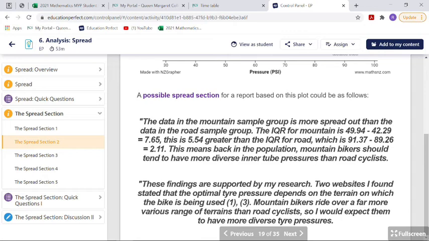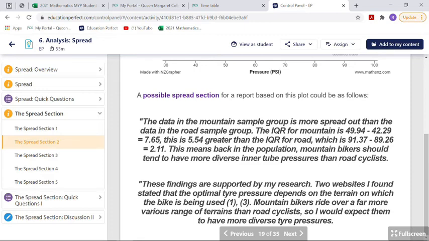But look at the way they write it. The data in the mountain sample group is more spread out than the data in the road sample group. And then they give the why. The IQR for the mountain group is this, the IQR, which is greater. And look, not just greater, but what? How much greater using numbers. That's the difference between excellence and just okay.